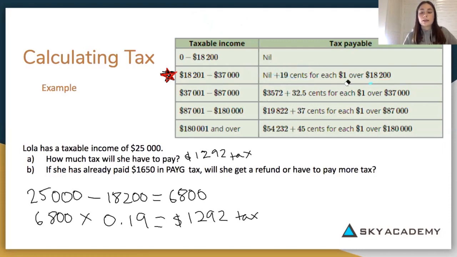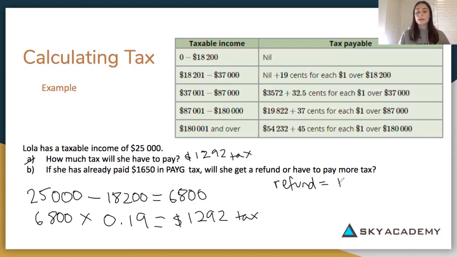So now we've calculated our tax, we can go into question B. Question B says, if she has already paid $1,650 in pay-as-you-go tax, which means every pay slip she pays an amount in tax, will she get a tax refund or will she have to pay more? So our formula for this one will be our refund formula.